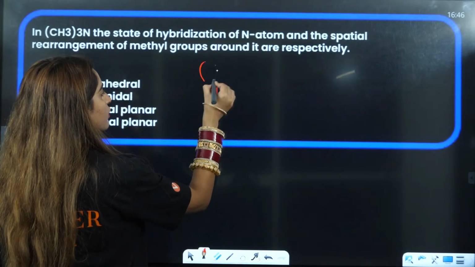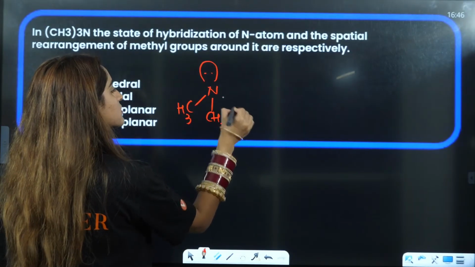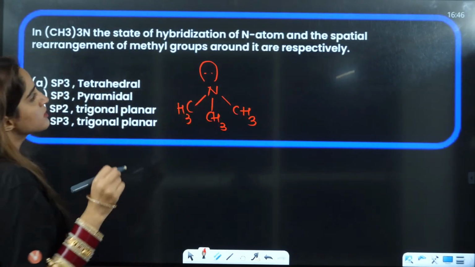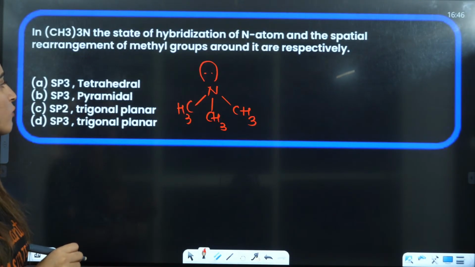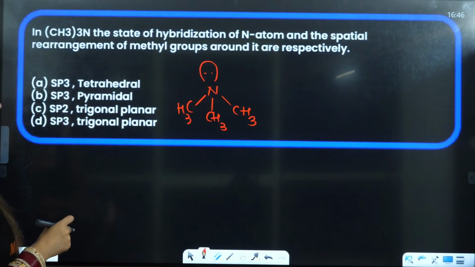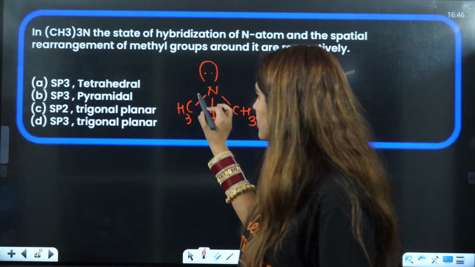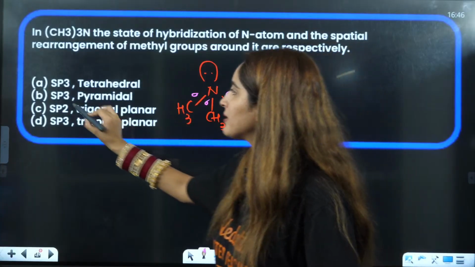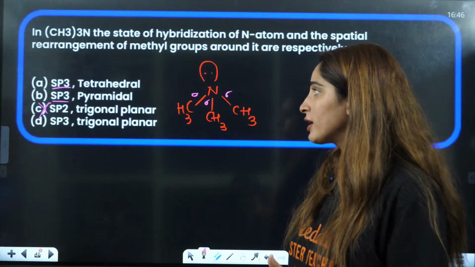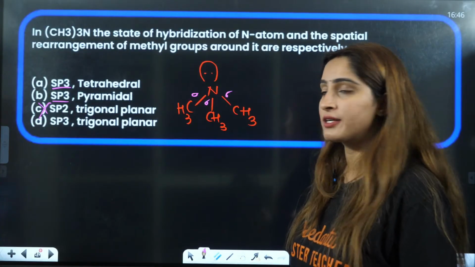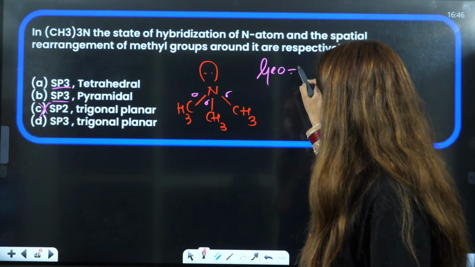Now, the next question. These are some of the questions from your model papers only, right? In N(CH3)3, the state of hybridization. This is N with a lone pair, and these are the CH3 groups. The state of hybridization of the N atom and the spatial arrangement of the methyl groups around it, respectively. So firstly, what is the hybridization? 3 sigma bonds and 1 lone pair, that is sp3. So this is not correct. Now whether it's trigonal planar, no, definitely not. It is not trigonal planar.